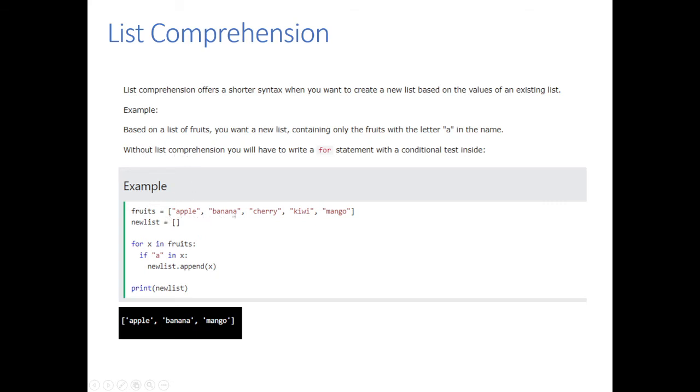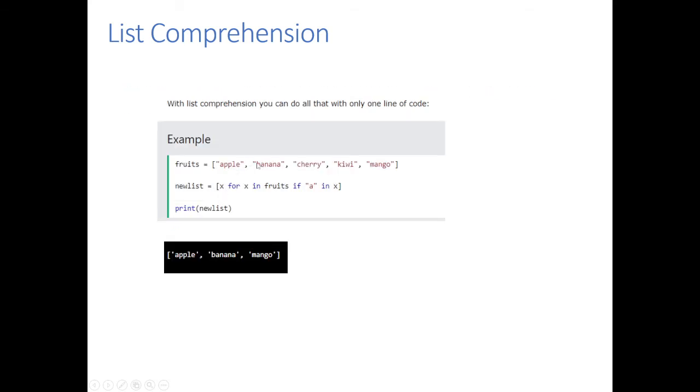So fruits: apple, banana, cherry, kiwi, mango. New list equals the empty list. So for x in fruits, if a in x, so if a is inside x, then new list append x. So we add the item to new list. Then if we print new list, it will only print apple, banana, and mango because all of these contain the letter a. So this is without list comprehension.